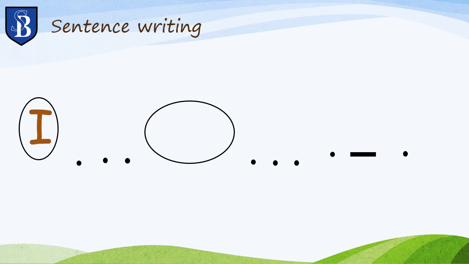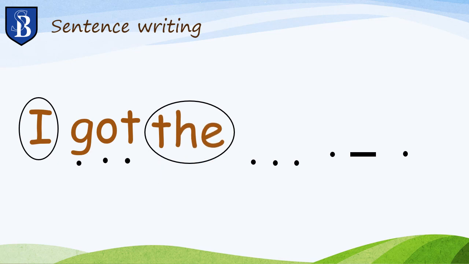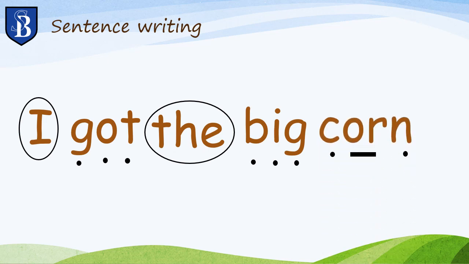I, a capital letter I. Got, G-O-T, got. The. Here's one of our picture words that we know how to read by looking at it. We spell the word the with a T, H and an E. I got the big. B-ig, big. The word big is written using the letters B-I-G, big. Corn, C-O-R-N, corn. I got the big corn.